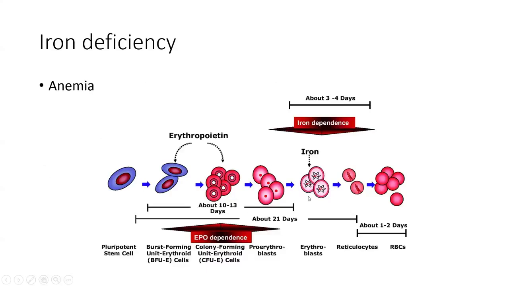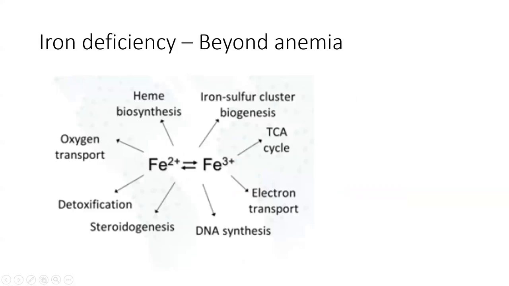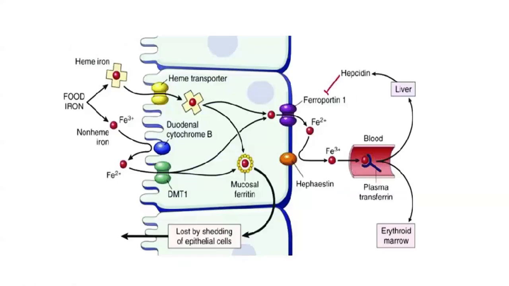So we know that during the erythropoiesis cycle, after the initial erythropoietin dependent part of erythropoiesis, from the proerythroblast stage onwards, iron is required for proper erythropoiesis. So whenever iron is deficient, the patient develops anemia. As I told earlier, beyond anemia, iron has other roles, especially the iron sulfur cluster. There are a lot of enzymes in this cluster, and that is the reason why it is required for the TCA cycle, electron transport, DNA synthesis, and whatnot.